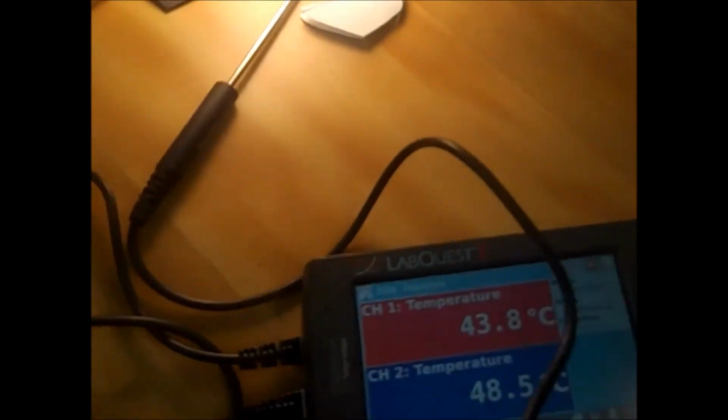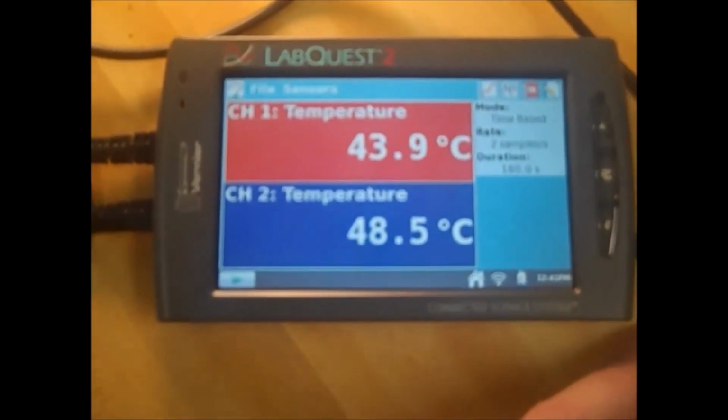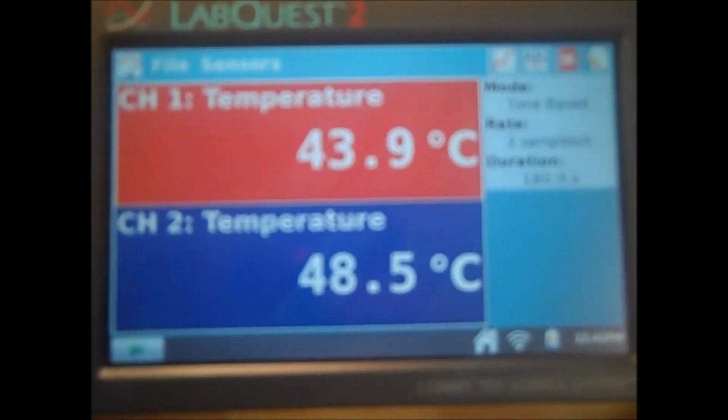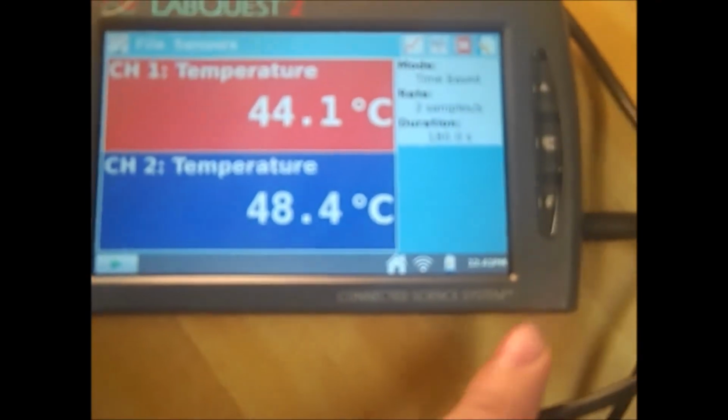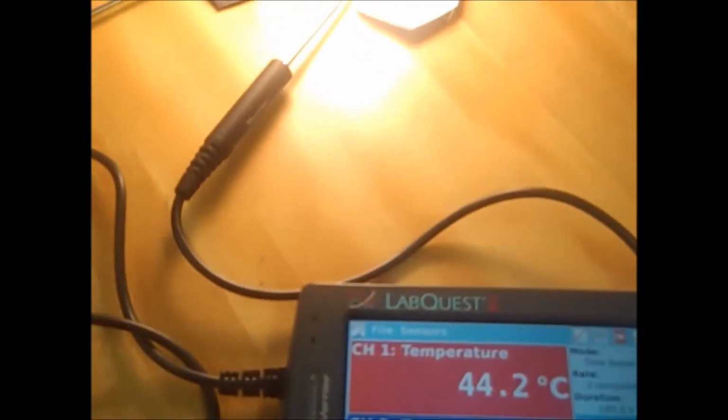Now you see I also have two temperature probes put in there. I also have a digital readout. So channel 1 temperature, 43.9 degrees Celsius, that's my white one. Channel 2 temperature, 48.4. That would be the black t-shirt.